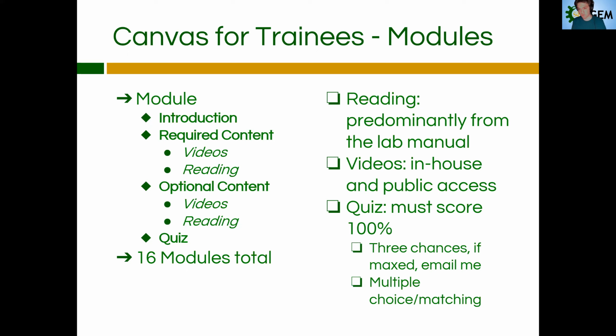There are 16 modules total. Each module, I estimate, would take around 30 minutes. It really just depends on how much knowledge you have, but I would say on the upper end, it should take around 30 minutes. The reading assignments within each module are predominantly through the lab manual. There may be a few things here and there that you're going to read outside of the lab manual, but for the most part, we want to follow what's in the lab manual so we can all use the same protocols and know what we're doing with each other.